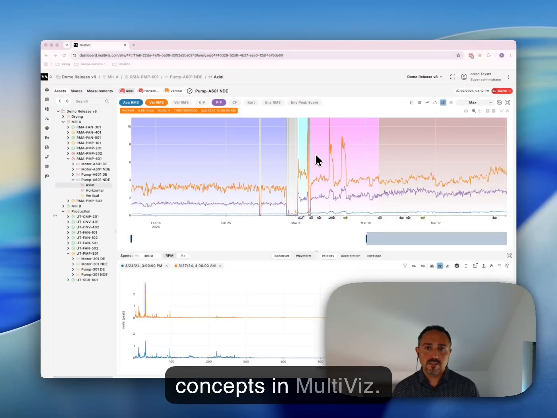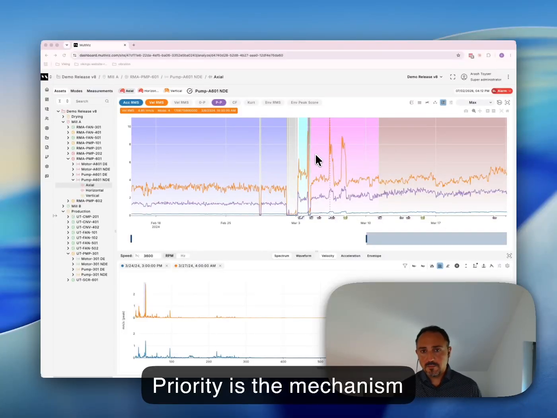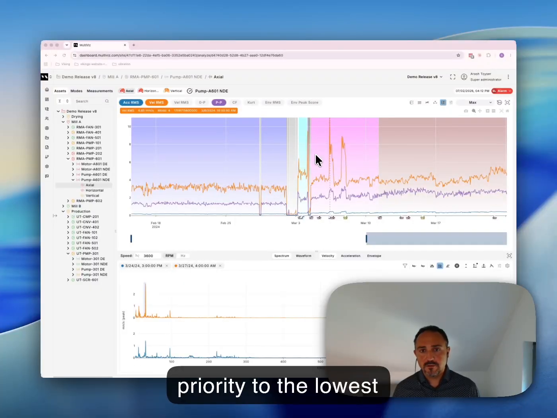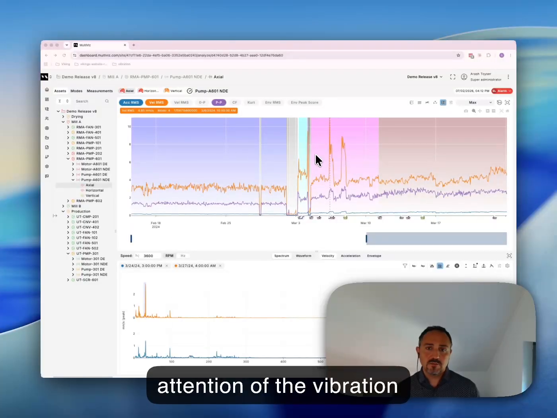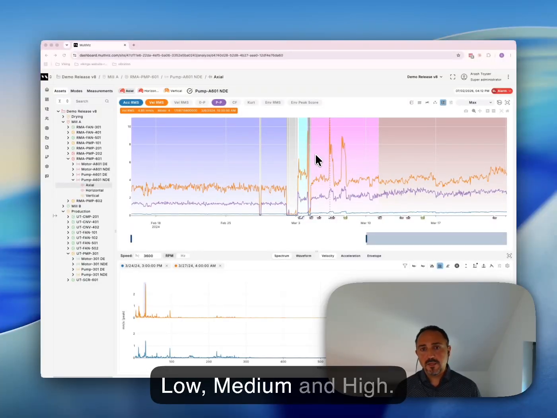Priority is one of the key concepts in MultiViz. Priority is the mechanism by which MultiViz sorts the assets from the highest priority to the lowest priority. The highest priority are the assets that need the attention of the vibration expert the most. Priority has three levels: low, medium, and high.